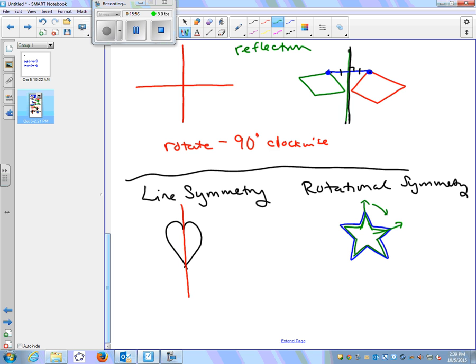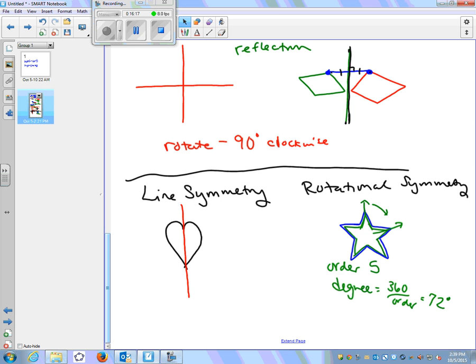This would be an order of 5, and the degree is always 360 divided by the order. So in this case, it was 72. Each time you turn this, it's a 72-degree rotation. So that's the degree of rotation. Okay.